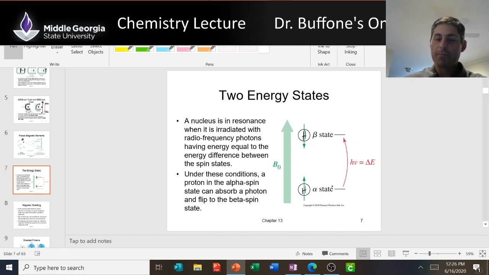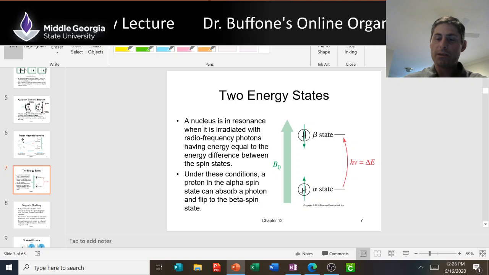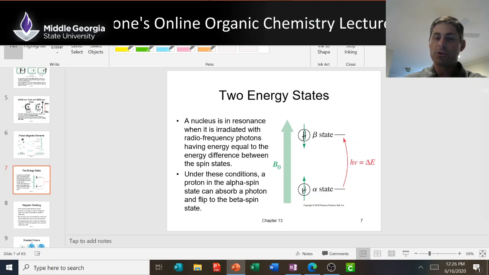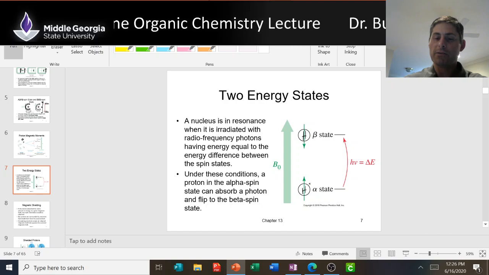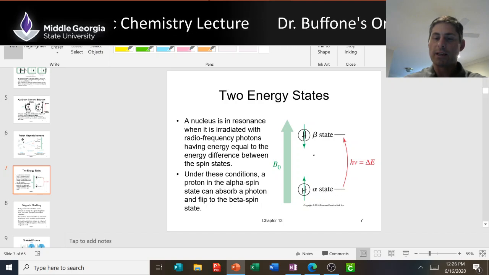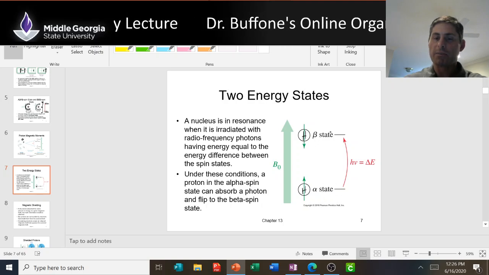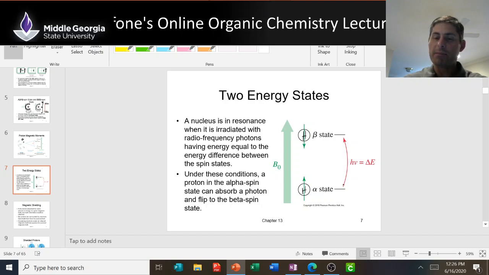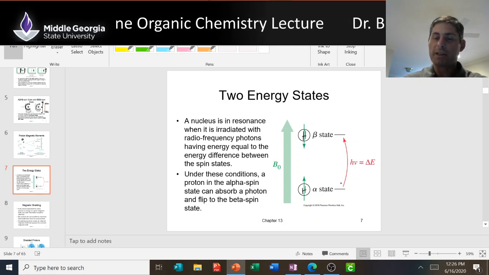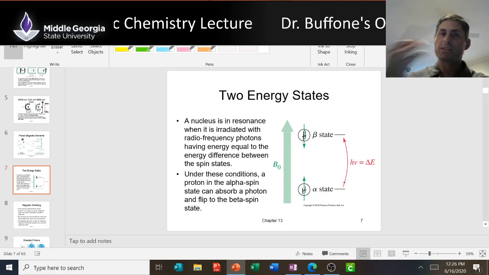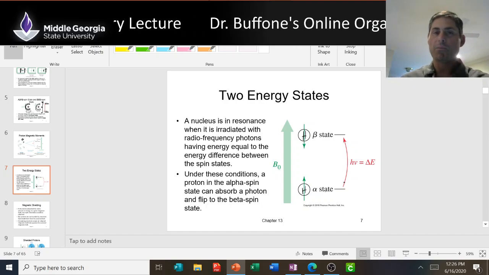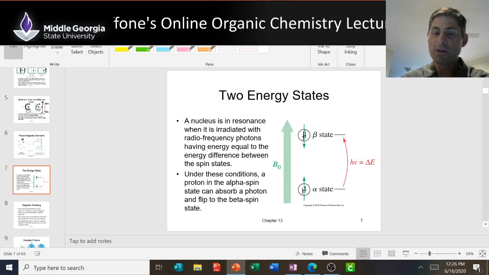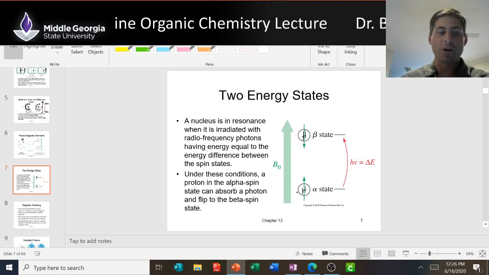Again, these nuclei that we're putting in the magnet have two options. If we give these nuclei energy, they can go up in energy to the beta spin state, and then they will automatically go back down, and we can measure that amount of energy, that energy change, and that turns into a signal in the proton NMR spectrum, and we can learn something about the environment that those protons are in.